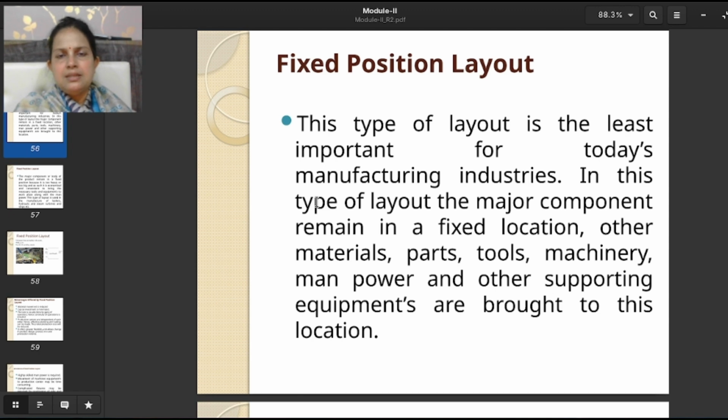In the other cases, like our product layout and process layout, the product or the material we use for the product moves from machine to machine. But in this case, the product is fixed. To make the product, the parts, the tools, equipment, machinery move to the product. That is called fixed position layout.